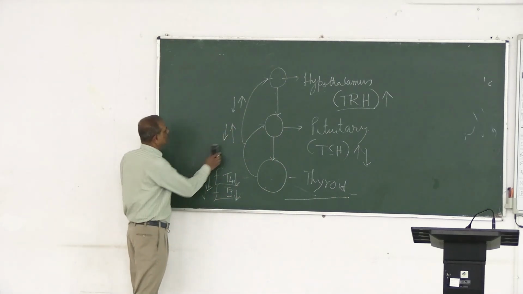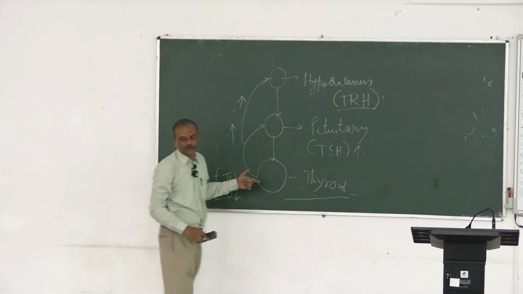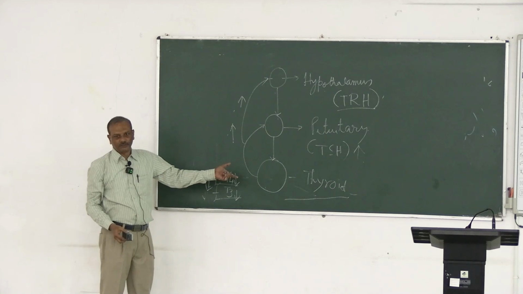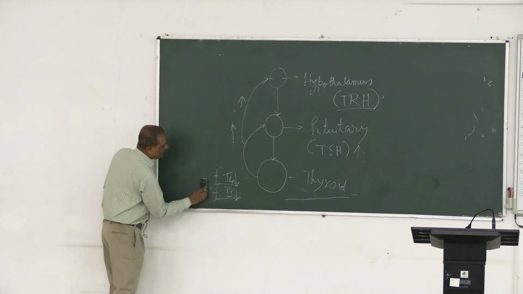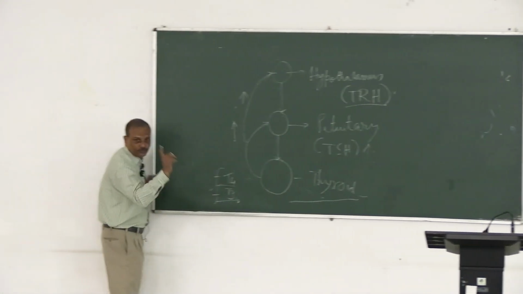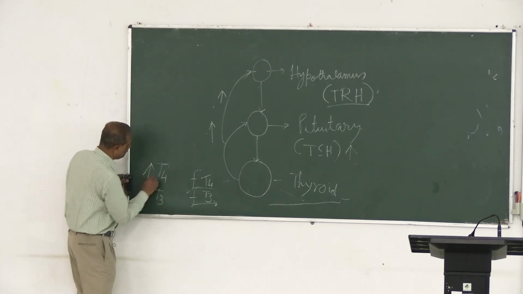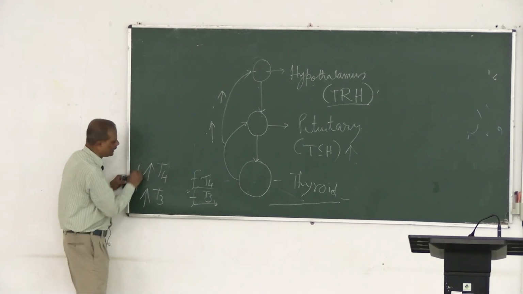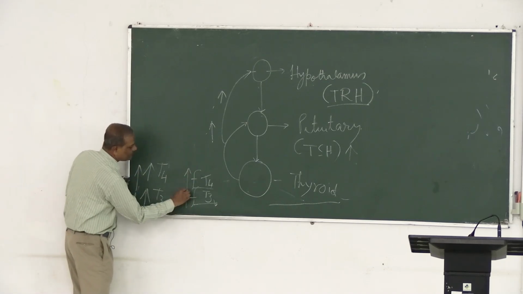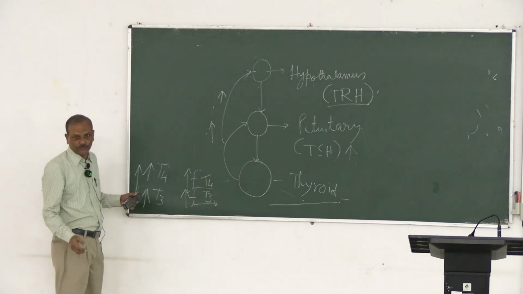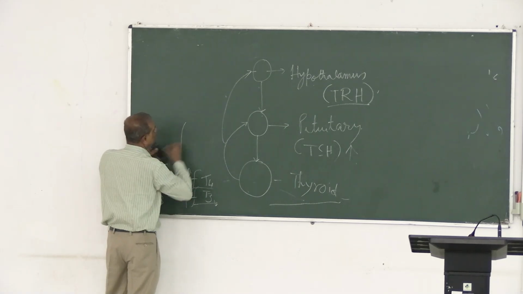Just in contrast, if due to hyperfunctioning of the gland, a stimulatory antibody is allowing the gland to function much more than what is required, what will happen? T3 and T4 will be in high amount. The more the disturbance, the more the level will be increased. Accordingly, FT4 will also be increased, and FT3 will also be increased at one point of time. And this will now inhibit.